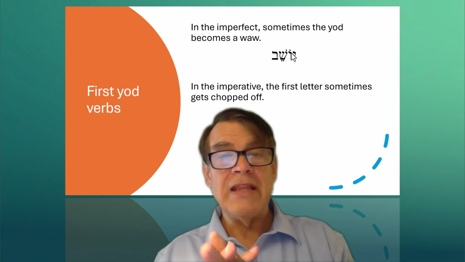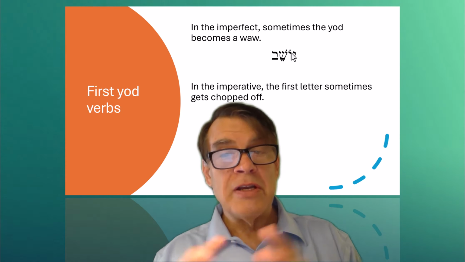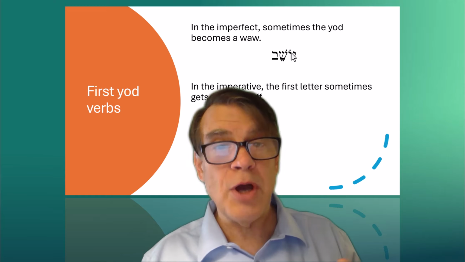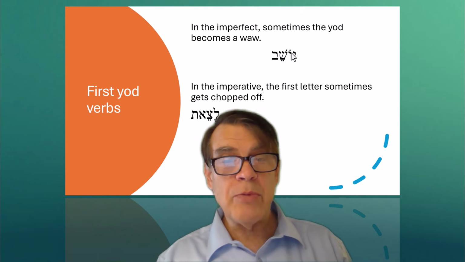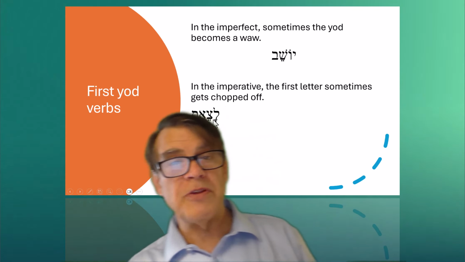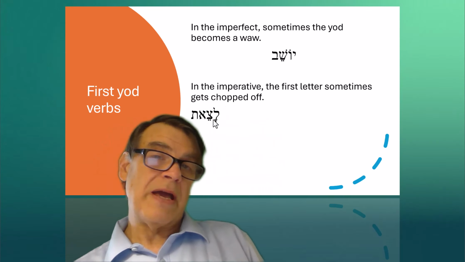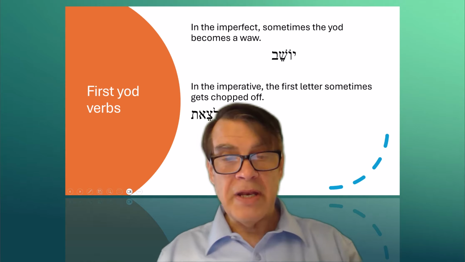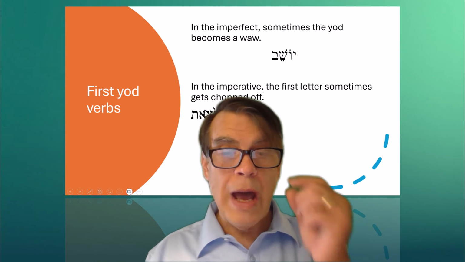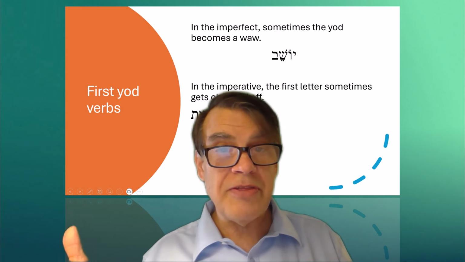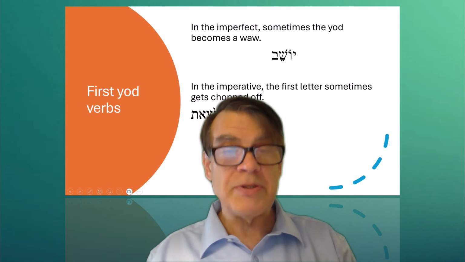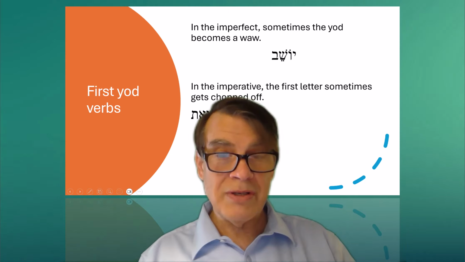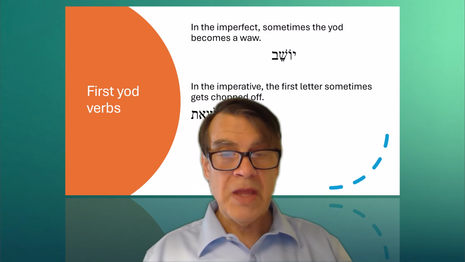Here's another one. In the imperative, the first letter, the first yod, sometimes gets chopped off. It gets beheaded, like John the Baptist. That's not funny, Ken. But anyway, for example, this is yatzah, to go out. And notice that the yod's not there. It's been chopped off. This is an infinitive construct. It has a preposition "to" on the front, "to go out," is what this means here.